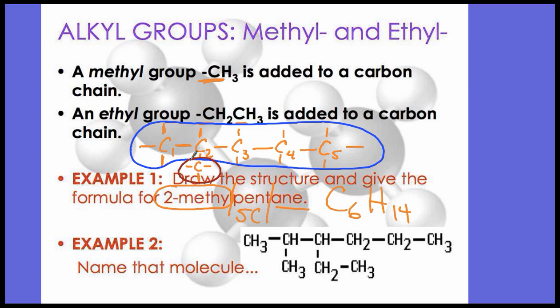In this picture, what's the longest possible chain? How many? 6. The third carbon. 1, 2, 3, 4, 5, 6. Anybody see anything longer than 6? 1, 2, 3, 4, 5. So let's number that. This is carbon 1, 2, 3, 4, 5, 6. Take care of the name for 6 carbons first.